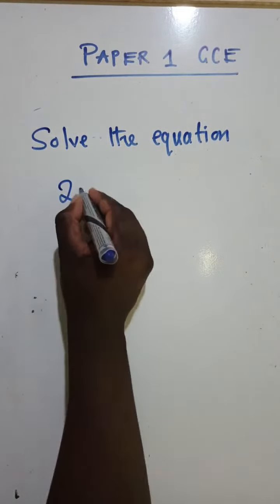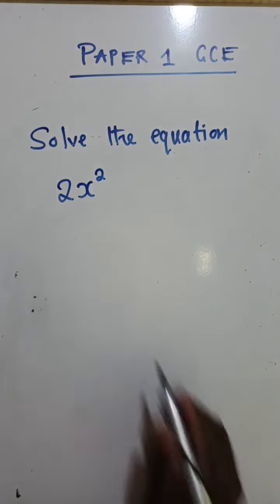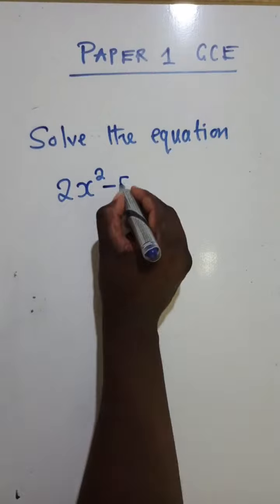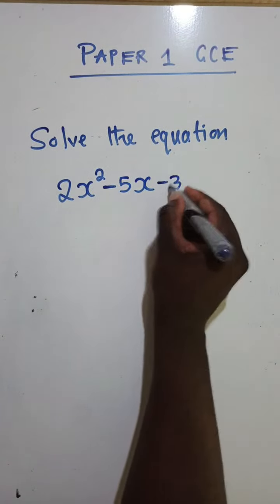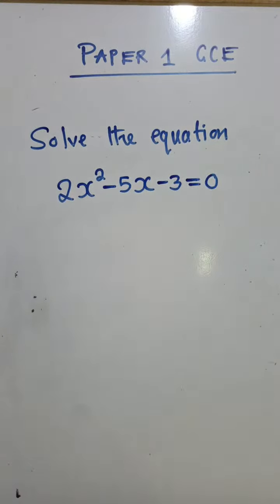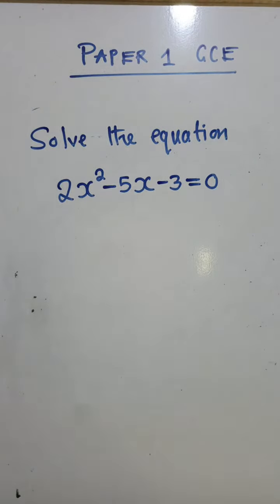We've got a 2x power 2 minus 5x minus 3 is equal to 0. So let's try to solve this one. So solve that equation. Solve the equation, okay?